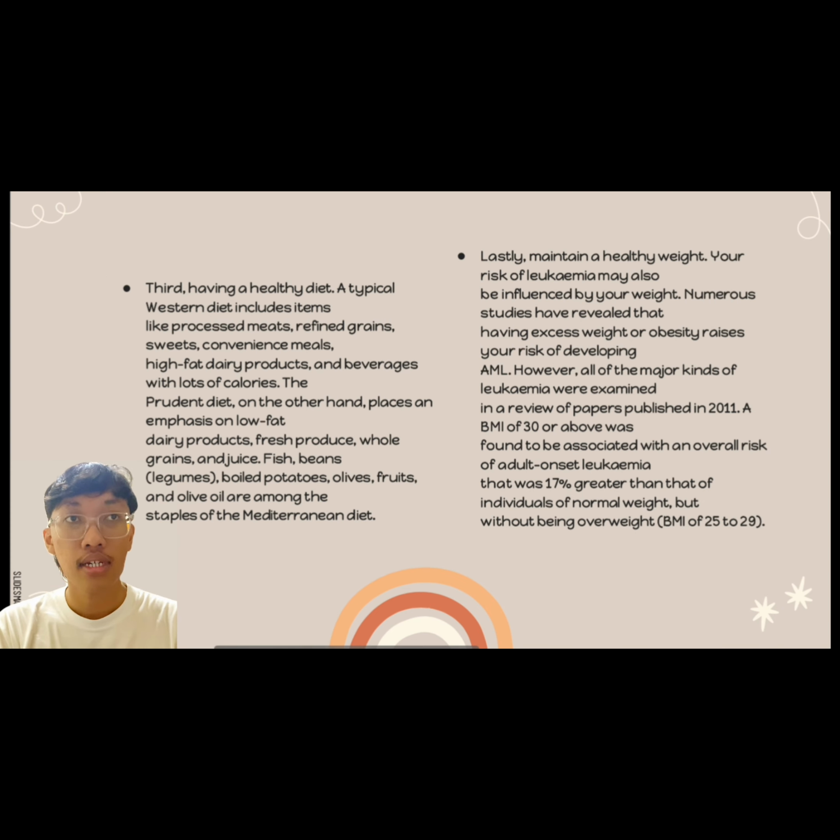So the third one is having a healthy diet. A typical Western diet includes items like processed meat, refined grain, sweets, convenience meals, high-fat dairy products, and beverages with lots of calories. The prudent diet, on the other hand, places an emphasis on low-fat dairy products, fresh produce, whole grain and juice. Fish, beans, legumes, boiled potatoes, olives, fruits, and olive oil are among the staples of the Mediterranean diet.